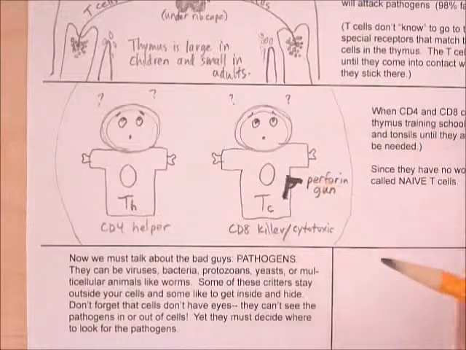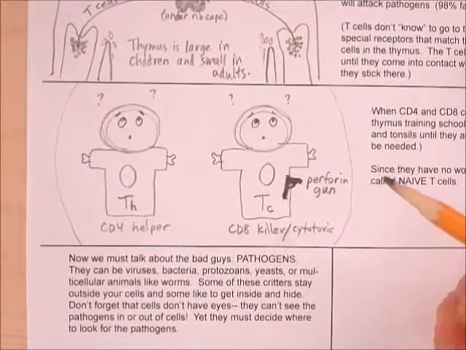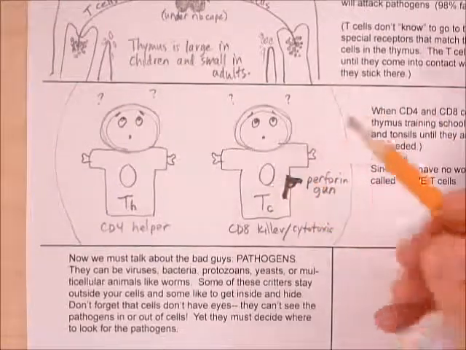So these are called naive cells. Naive doesn't mean stupid. It just means you don't know anything. You don't have any experience. They're capable, but they don't know it yet.